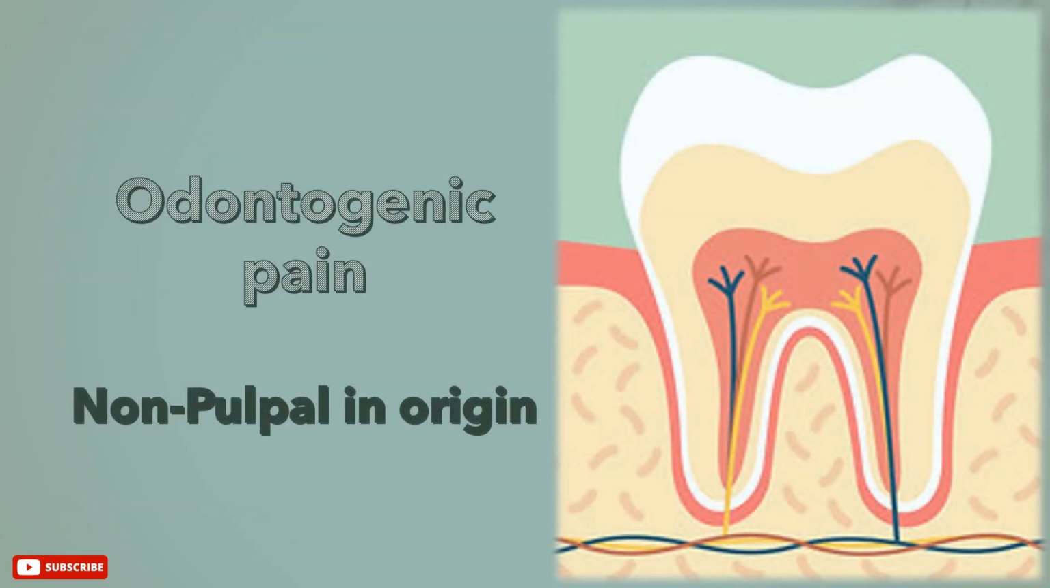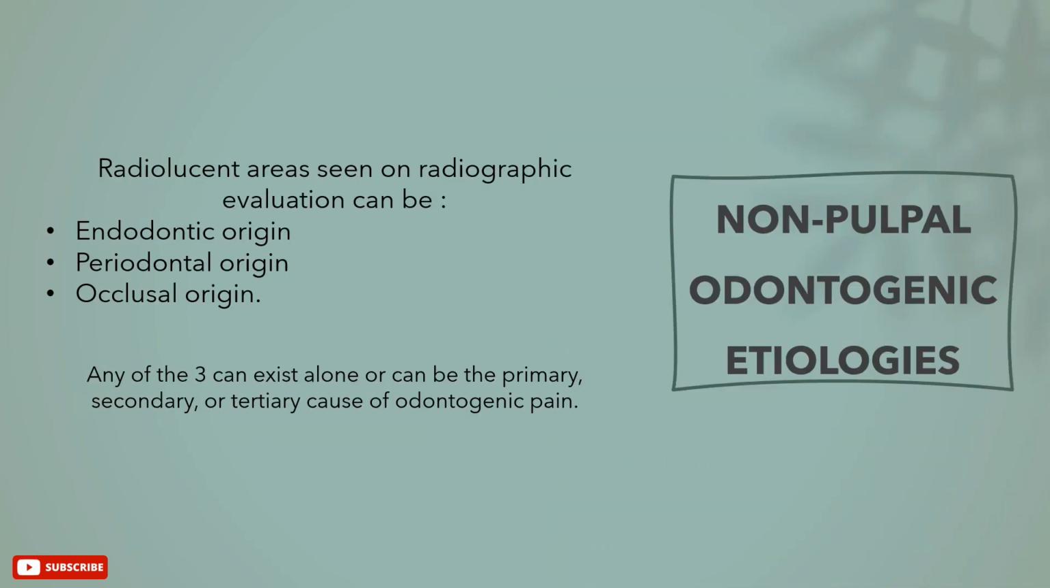The odontogenic pain that is not pulpal in origin. Non-pulpal odontogenic pain can be endodontic, periodontal, or occlusal in origin. Any of the three can exist alone or can be a primary, secondary, or tertiary cause of the odontogenic pain.